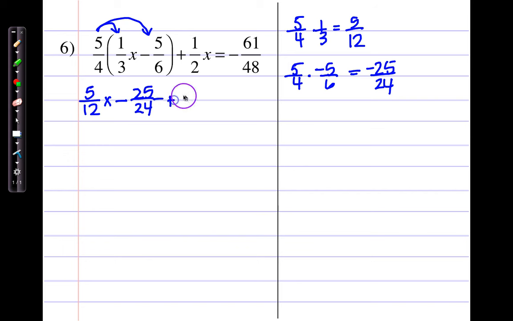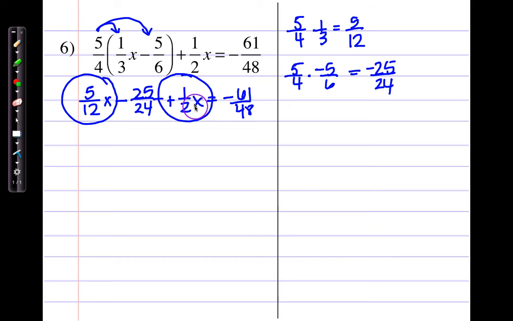I'm going to go ahead and just bring down the rest, so plus 1/2 x equals negative 61 over 48. Now here, I'm going to notice I can combine like terms. So I'm going to combine a 5/12 x with a positive 1/2 x. Notice I am circling the sign in front so I know whether it's positive or negative. Here, I'm going to go ahead and combine these two together.